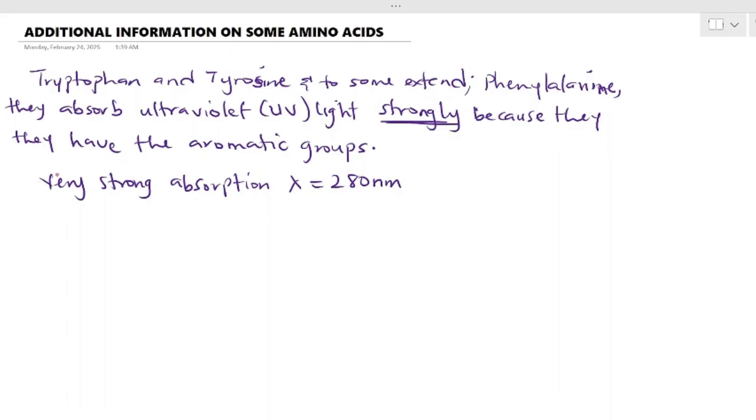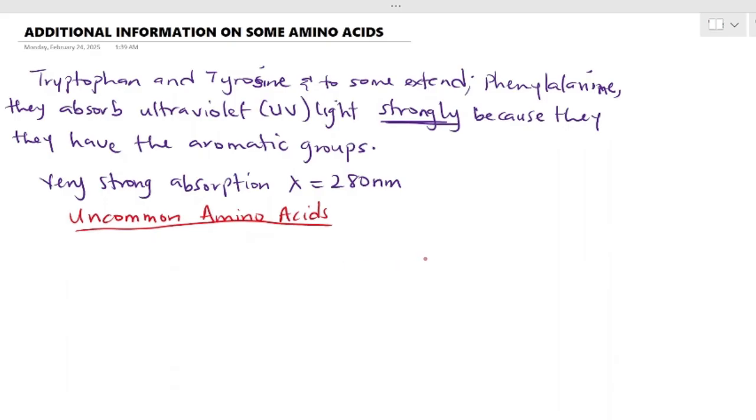So we'll come here and write uncommon amino acids. Alright, so we want to look at some examples of these uncommon amino acids, and one of them is 5-hydroxylysine. So we want to draw out the structure of lysine quickly.